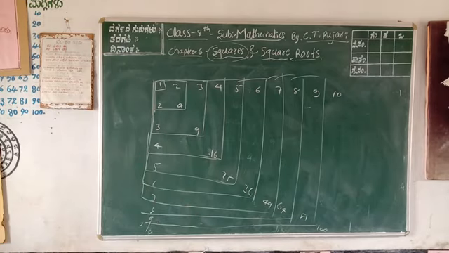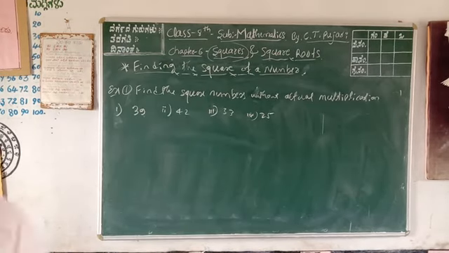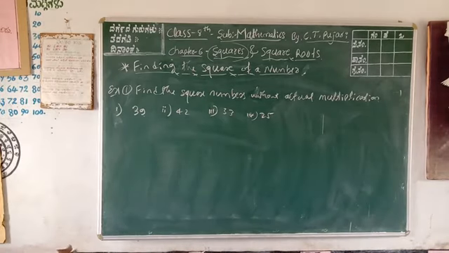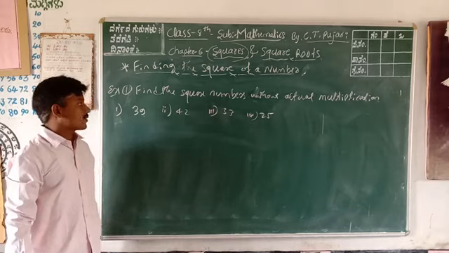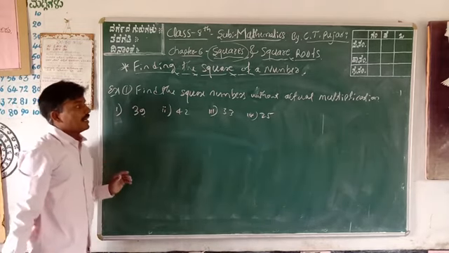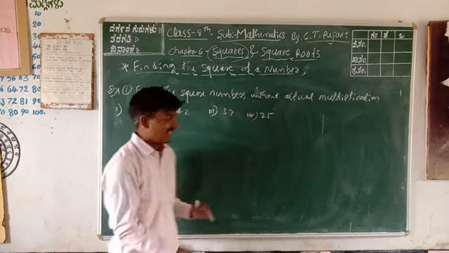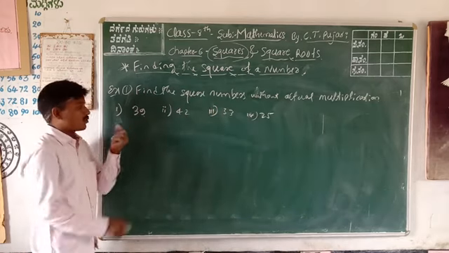Next one is what? Finding the square of numbers. How to find the square numbers? First of all, without actual multiplication. You don't do it directly. For example, 39 square is what?